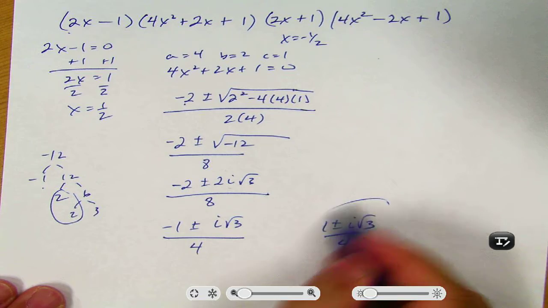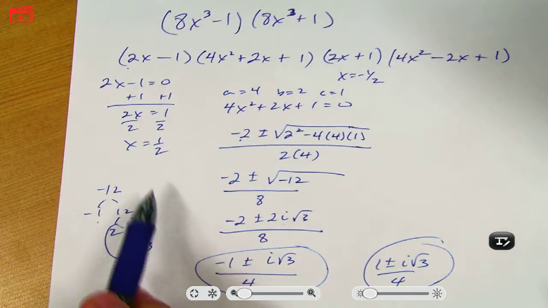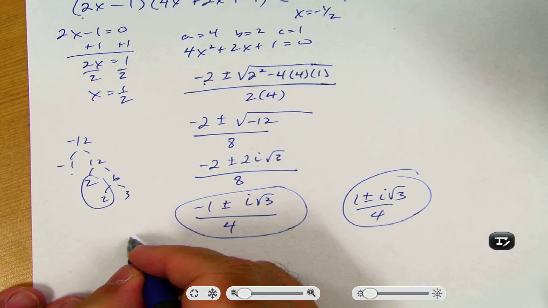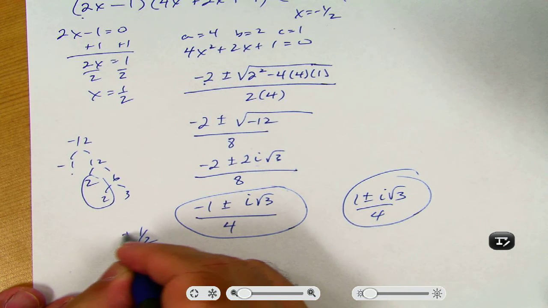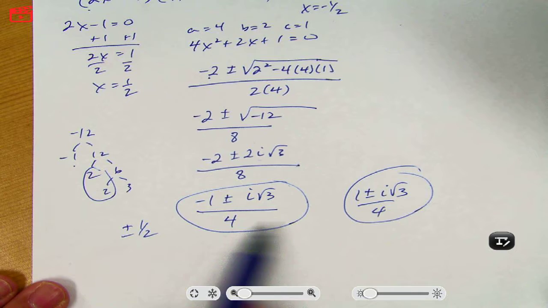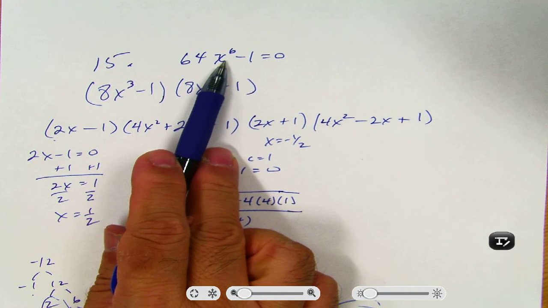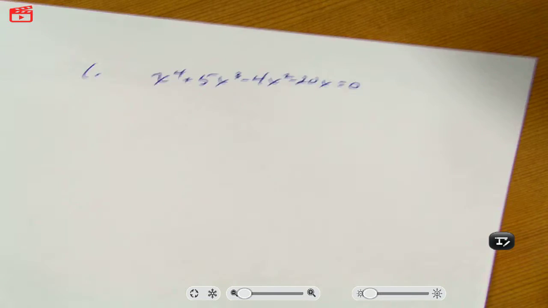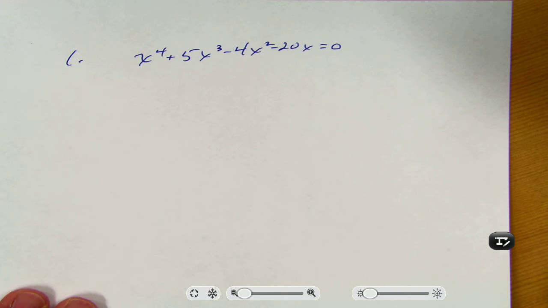So there are 2 answers there, and 2 answers there, and I have 1 answer here and 1 answer there. Let's just list them near each other. So it's 1/2, negative 1/2, and the two pairs of complex answers. That's 2, 4, 6 answers, and I was expecting 6 answers. All right. Now we got number 1.